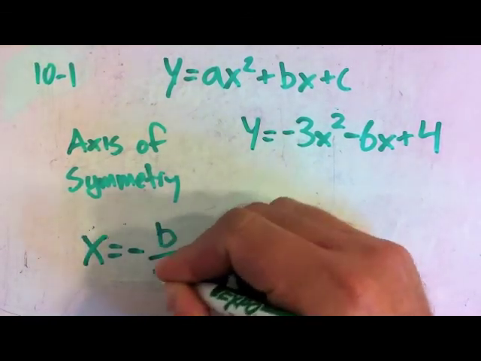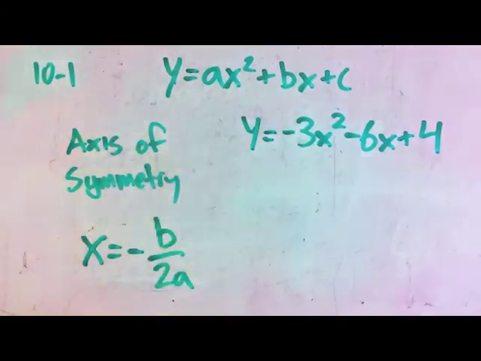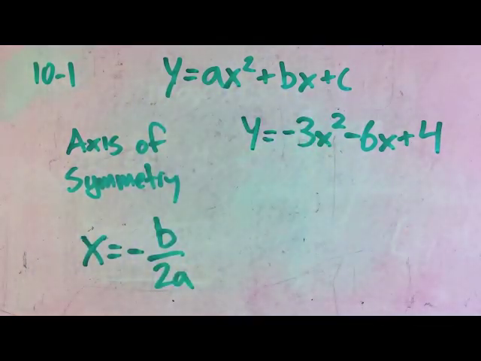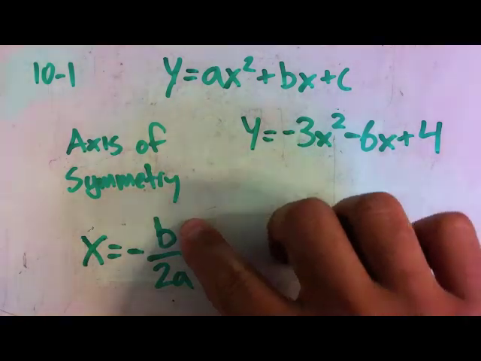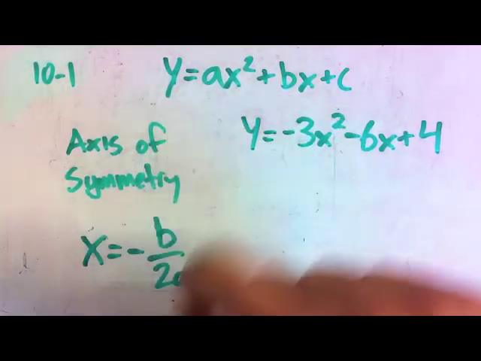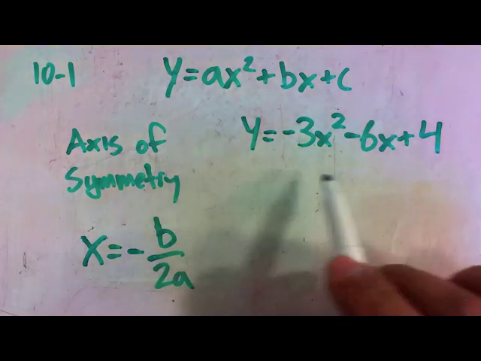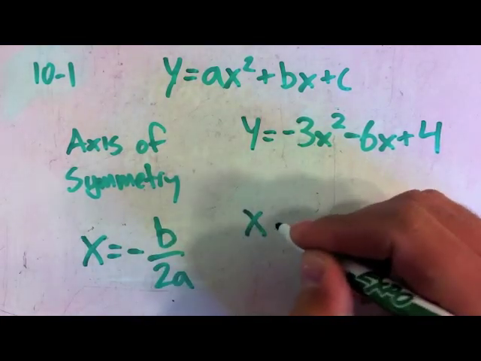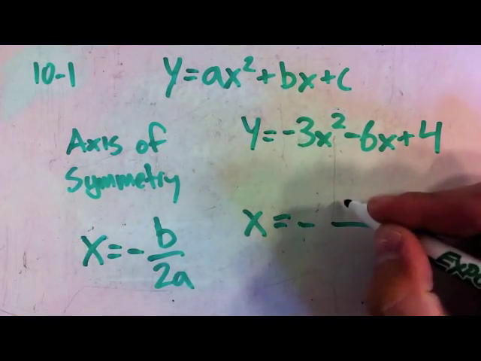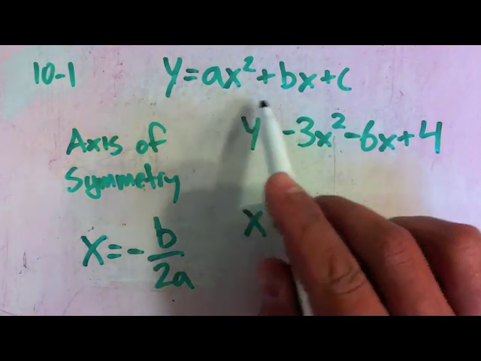b over 2a. Now remember, I wrote this up here to show you the form that all these problems are written in. The reason I wrote that is because now you can see we have b and we have a, and we're going to plug these two values in. For this equation, it's going to be x equals negative, and we have b on top. We can see that b is right here.